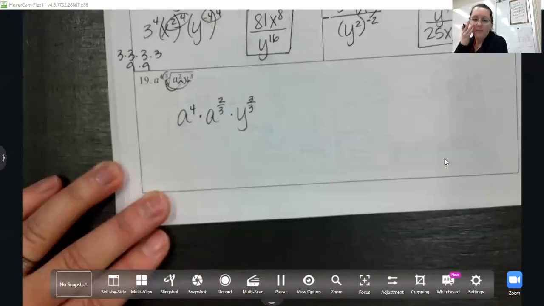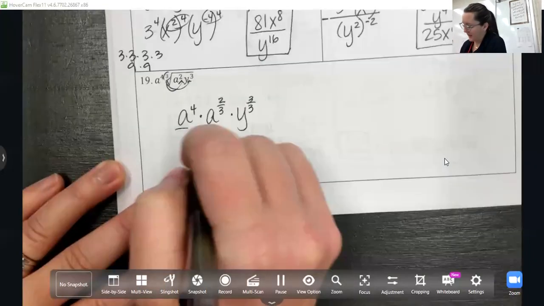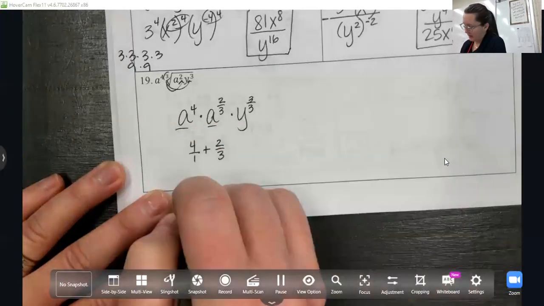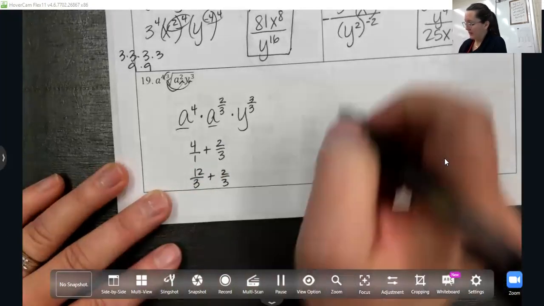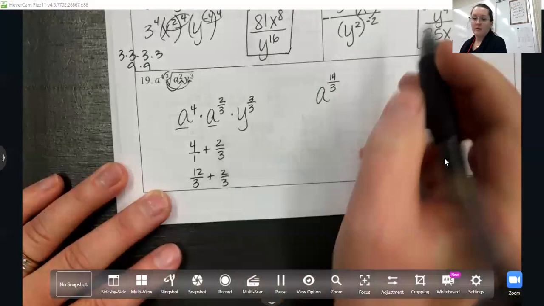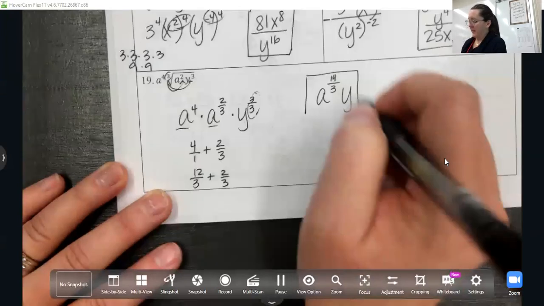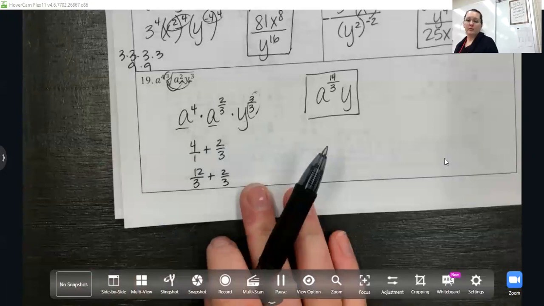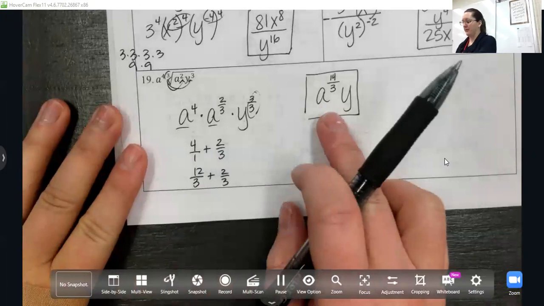Now let's see what we can do. These have the same bases, so I can add the exponents. So I'm going to do 4 plus 2/3. Well, this is 4 over 1. I need a common denominator, so that's 12/3 plus 2/3. That's 14/3. So I have a to the 14/3. That's kind of gross. And then I have y to the 3/3. 3 divided by 3 is 1, right? So it's just y to the 1. So that's your answer. Now, if it said do it in simplest radical form, then you would look for the groups of 3. But because it's asking you to do the exponential form, that's when you move it.